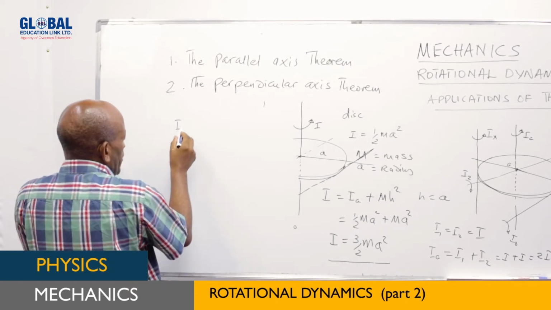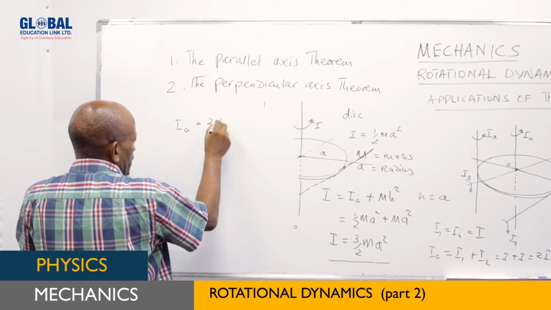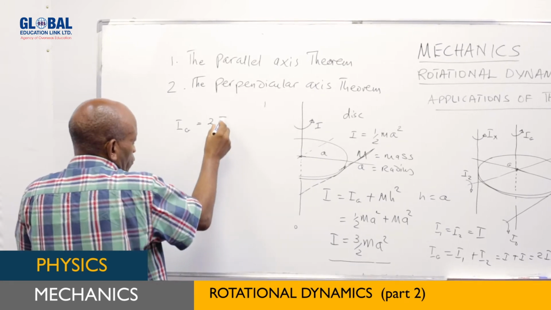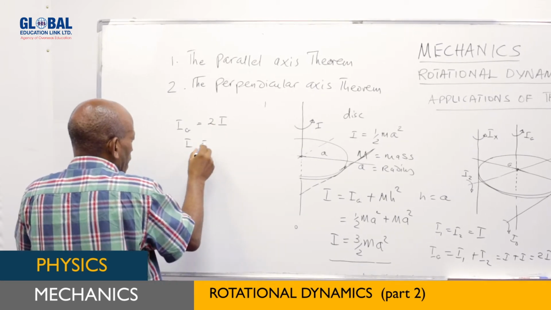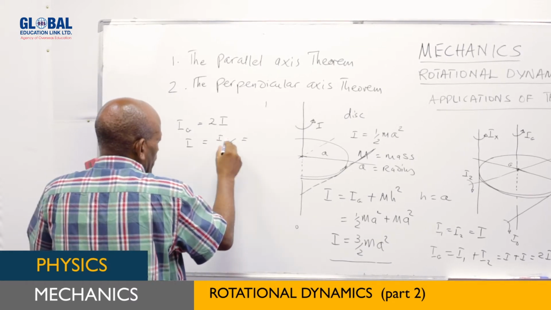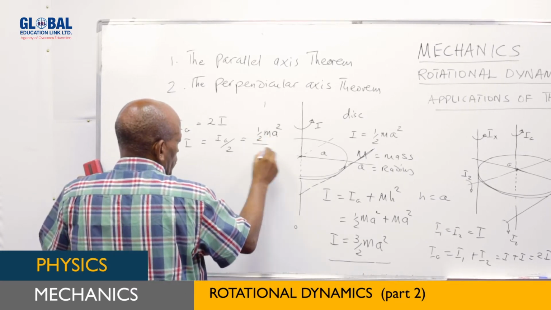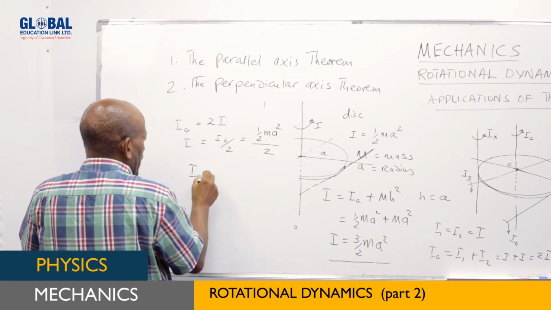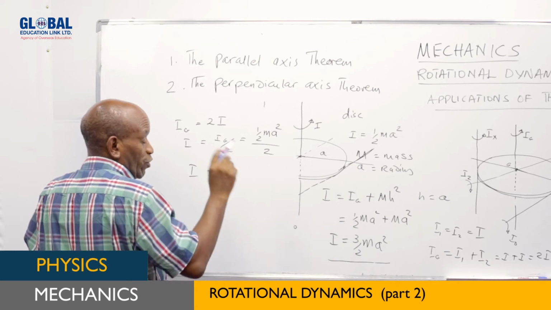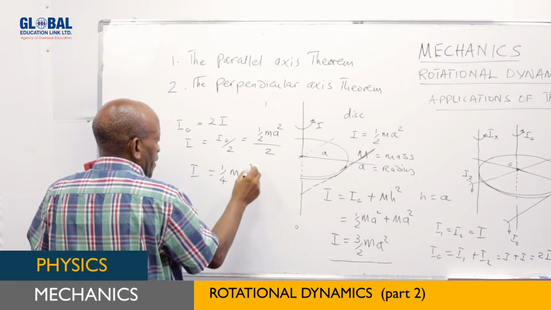So by the perpendicular axis theorem, the moment of inertia through the center of gravity will be equal to twice the moment of inertia of any particular axis that is passing over a plane. My interest is to determine what I is. So I here will be equal to the moment of inertia through the center of gravity divided by 2. But the moment of inertia through the center of gravity is a half times mass times radius squared, so I divide by 2. So I get an axis passing over the plane of a disk through its center, which will be equal to a quarter of mass times radius squared.